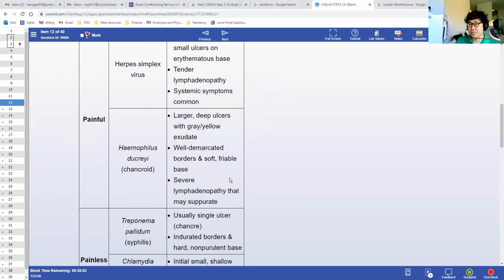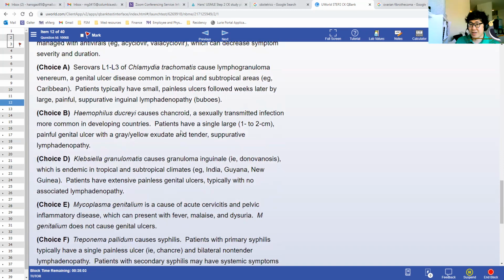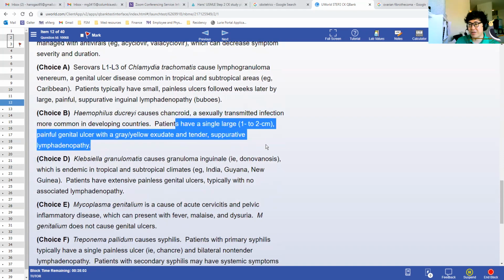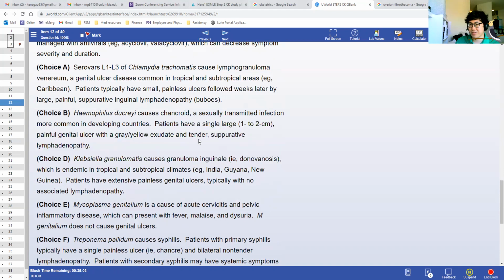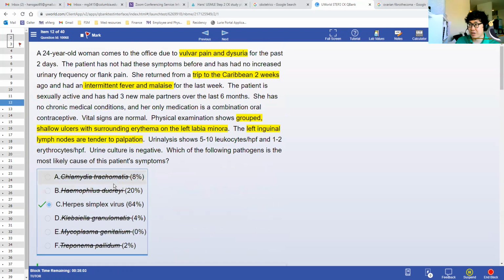All right, good. It is HSV. So like I mentioned, the Haemophilus ducreyi ulcers are larger, deep ulcers, well demarcated, friable base. All right, so it's actually not because it's a single ulcer. These ulcers just tend to be larger. Wait, no, I was right actually. Patients have a single large, painful genital ulcer. All right, so yeah, that's that. I was actually right. So Haemophilus ducreyi tends to be one ulcer. HSV is multiple ulcers.